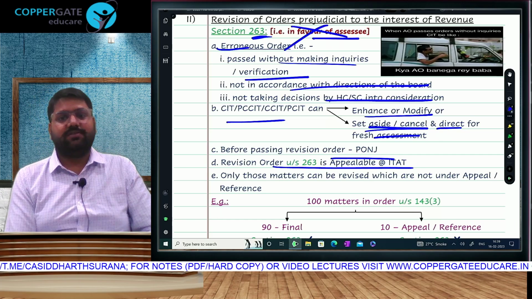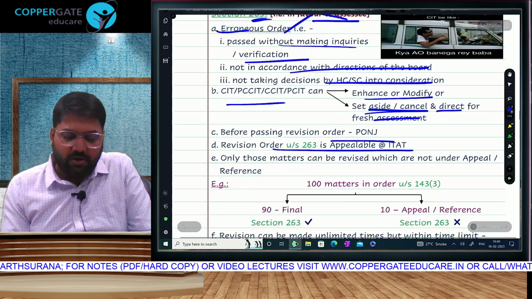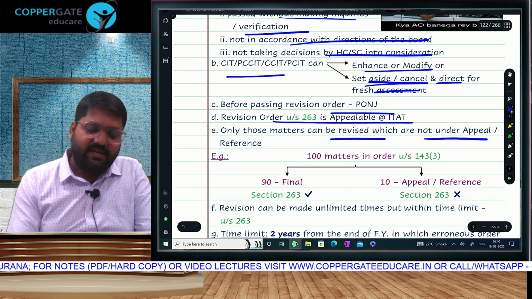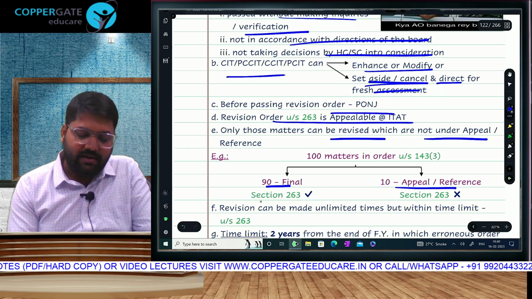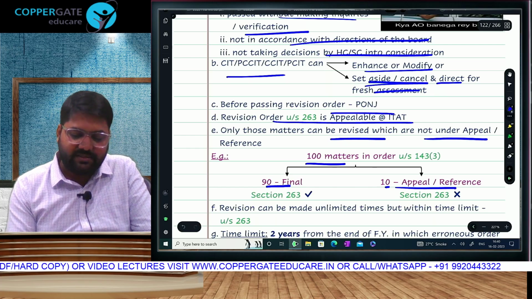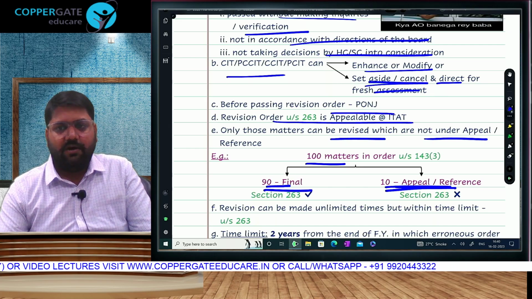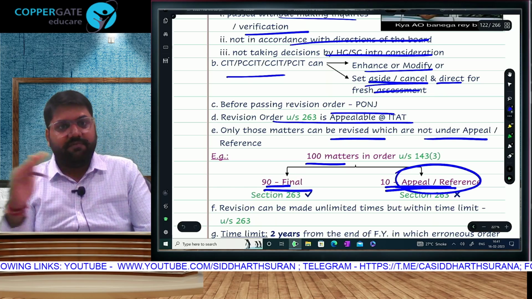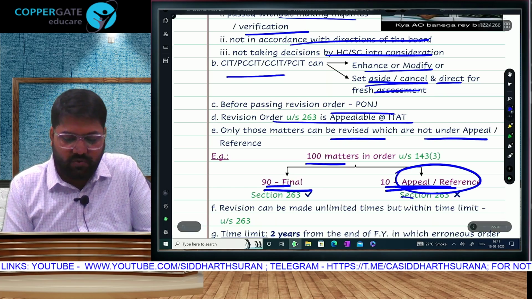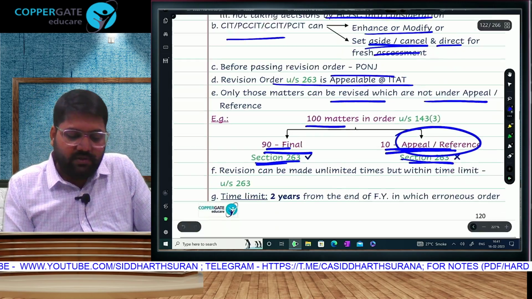Do we know 264 is non-appealable, even the final order, even the rejection? But here also, only those matters can be revised that have not gone in appeal. So, if out of 100 matters, 10 have gone in appeal, then only 90 can be revised out here. Those matters that have gone in appeal have already gone to equivalent or higher authorities. Here we cannot do the revision, but those matters that have not gone in appeal, we can do the revision.